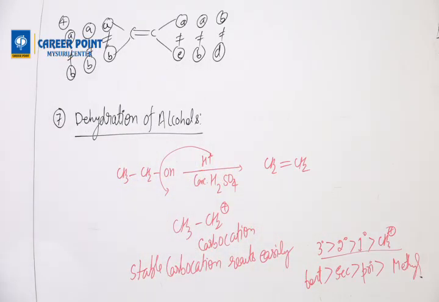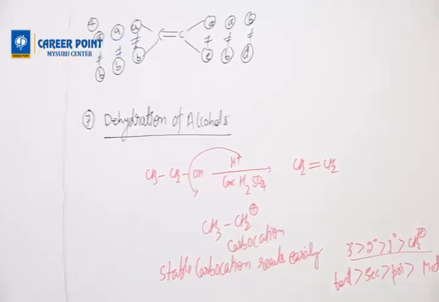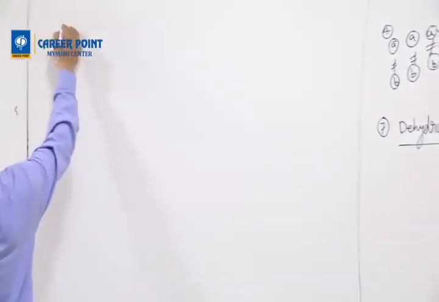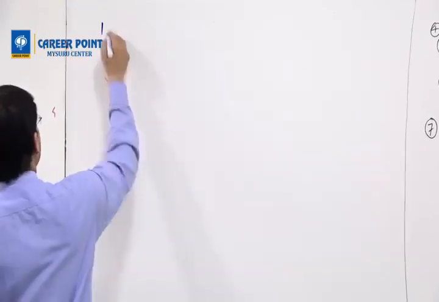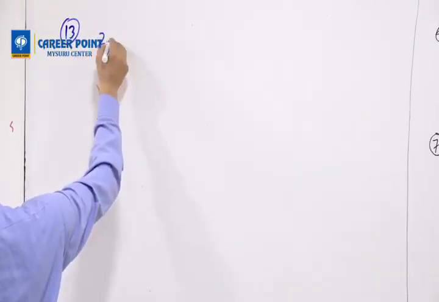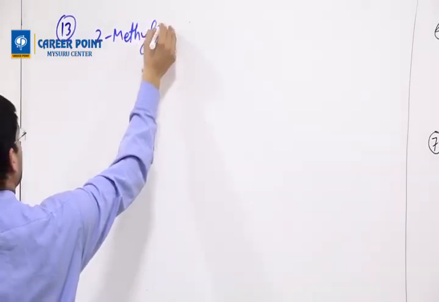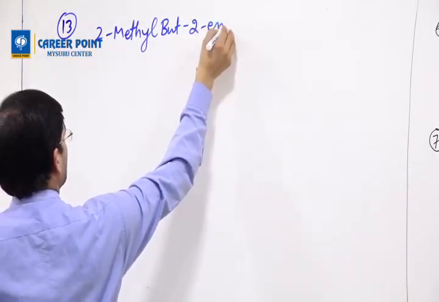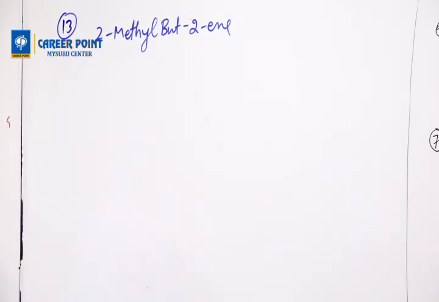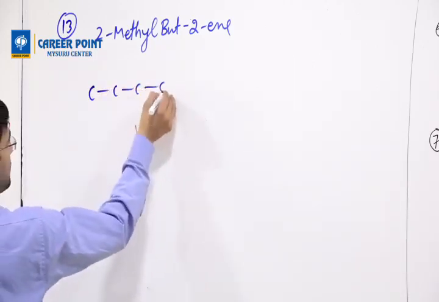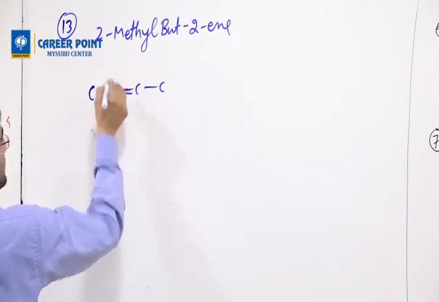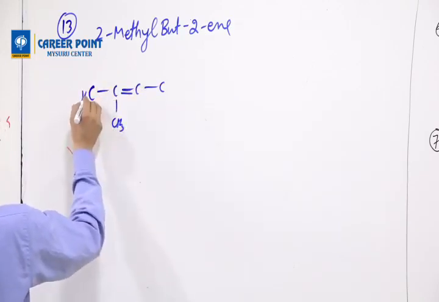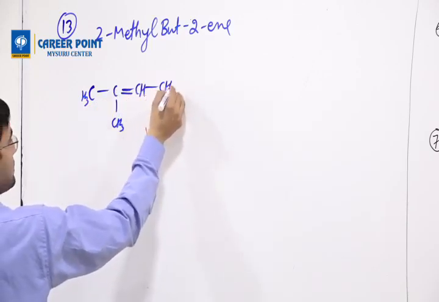Question number 13: ozonolysis of 2-methyl-butene. Last class I taught this question. So this is question number 13. 2-methyl-butene. First we need to draw the structure. 4 carbons, at the second carbon a double bond, and at the second position CH3 also. So CH3, this is done, CH and CH3.